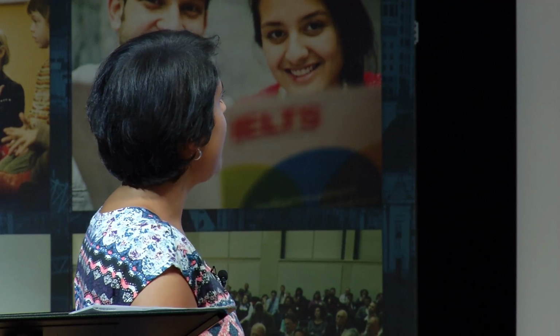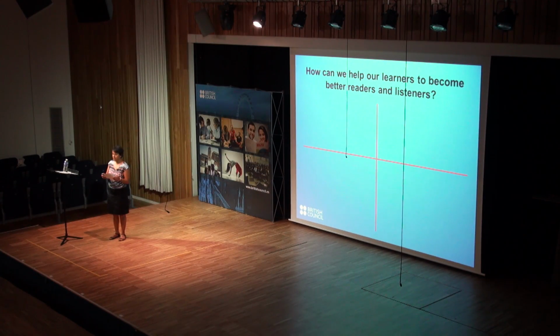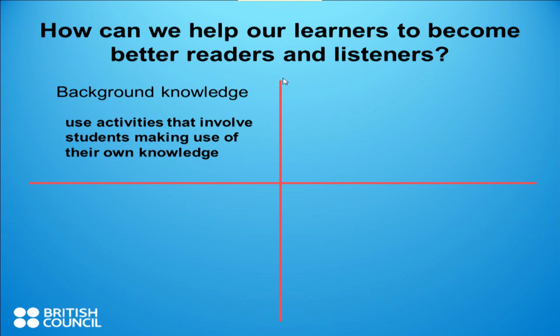Okay, so how can we help our learners to become better readers and listeners? So we've looked at four areas today. So we've looked at background knowledge, using activities that involve students making use of their own knowledge, because they do come to class already knowing a lot of things, maybe not in English, but their knowledge of the world is quite great already, and we need to really put that to use to help them when they're learning and trying to read and listen in English.